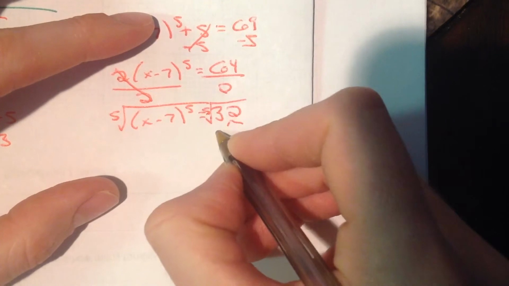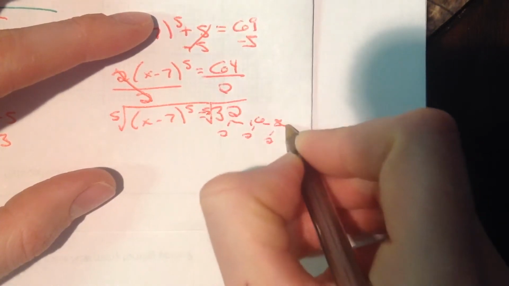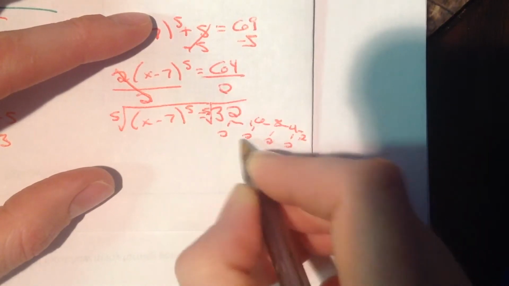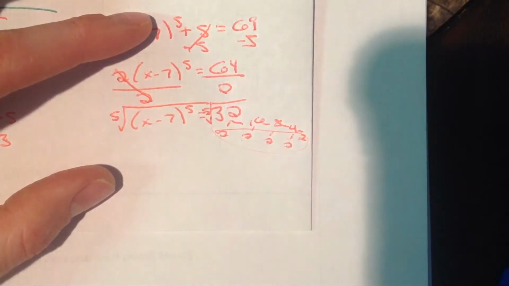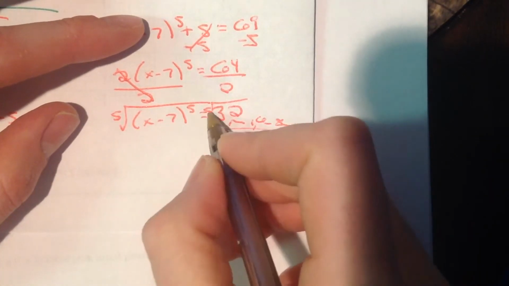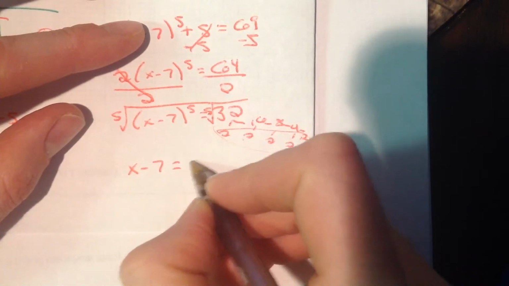Well, 32 is 2 and 16, which is 2 and 8, which is 2 and 4, which is 2 and 2. So in other words, 1, 2, 3, 4, 5. There's 5 2's at its lowest factored form. So since there's 5 2's, 1 can come out. So we get x minus 7 equals positive 2.